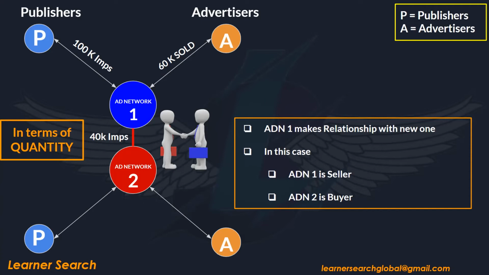What is ADN? Ad network. So ad network one is a seller here. When ad network one is selling impressions, it becomes the seller and ad network two is the buyer. Making sense? ADN1 is the supplier, ADN2 is the demand.